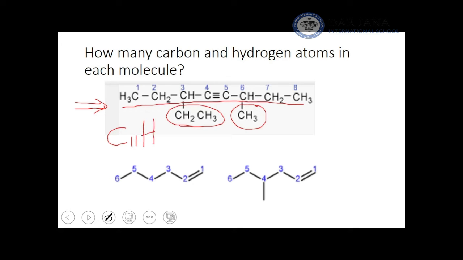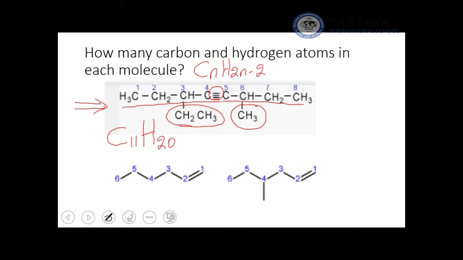How many hydrogen atoms should these carbon atoms take? I will use the formula of alkyne because there is a triple bond here. The formula of alkyne is CnH2n-2. So I have to multiply 11 by 2 and subtract 2. So it becomes 20. So this is the molecular formula of the first example.